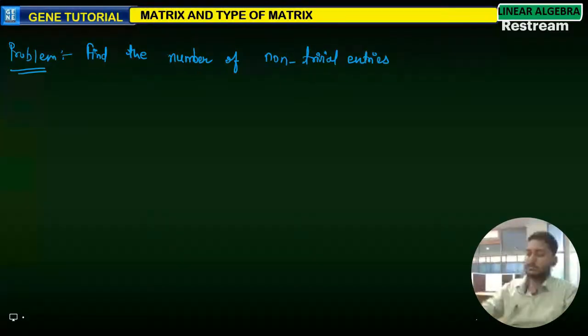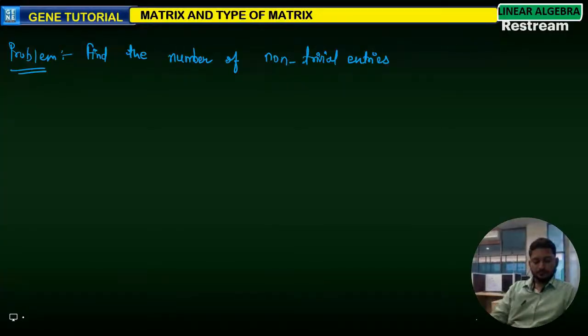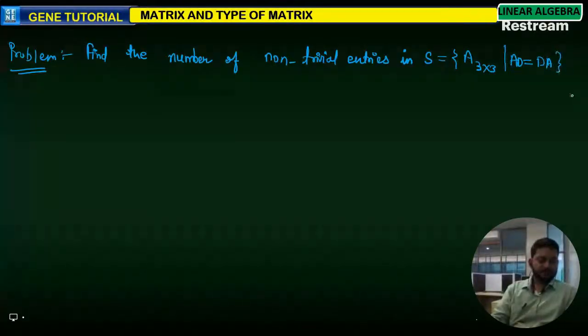Okay, come to the point. We see here a problem related to scalar matrices, where the diagonal entries are the same. In this problem, find the number of non-trivial entries in S, where S is the set of 3 cross 3 matrices A such that AD is equal to DA over R, where D is equal to diagonal of 4, 5, 4.